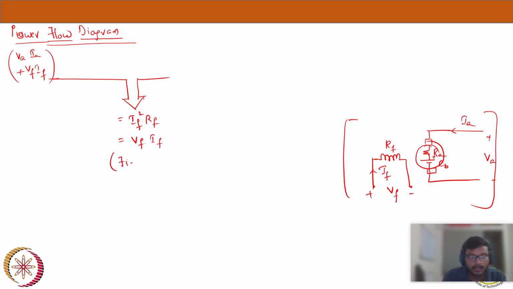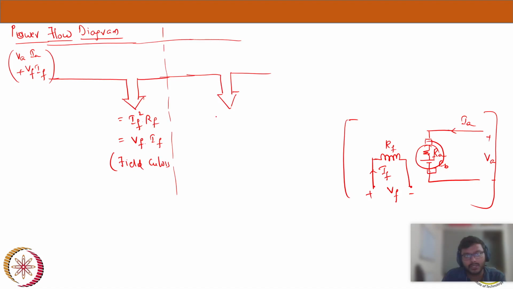This we call as field copper loss. Now next we talked about armature copper loss. Some power will be lost in the armature.